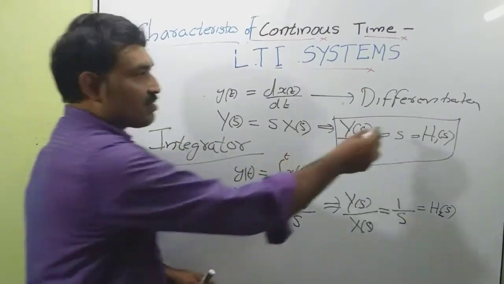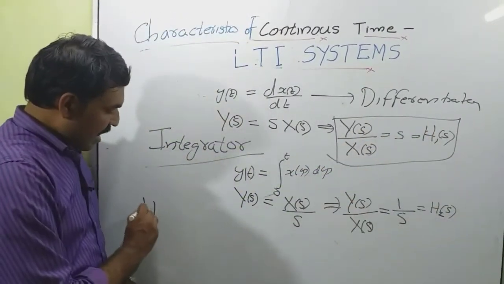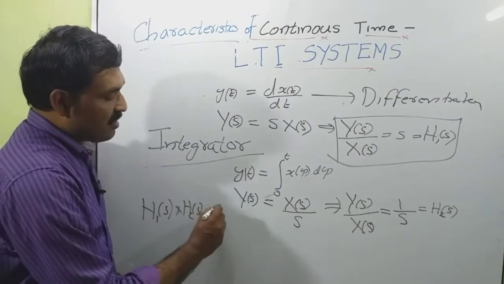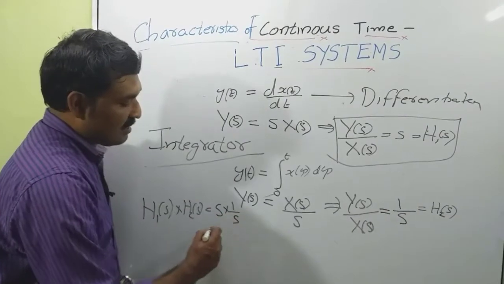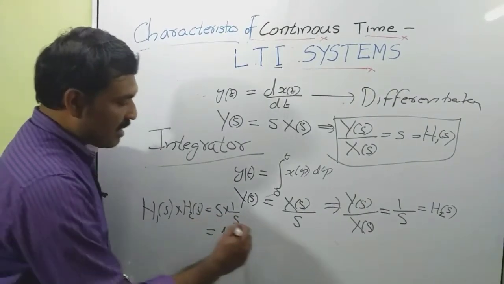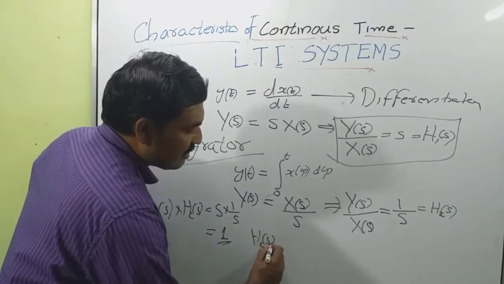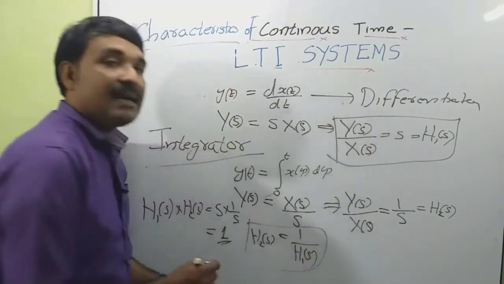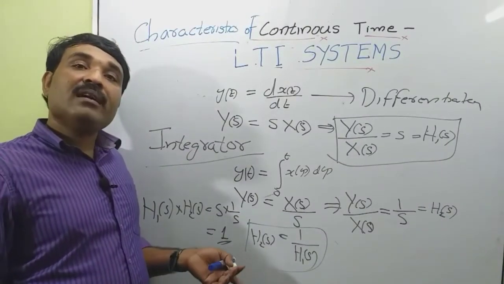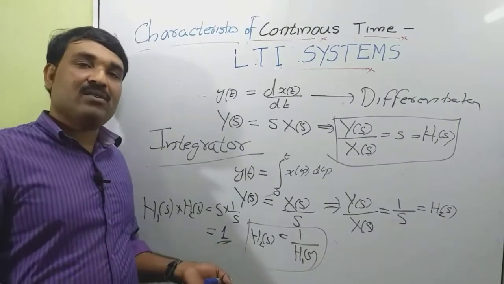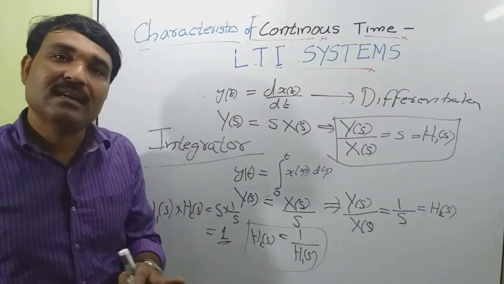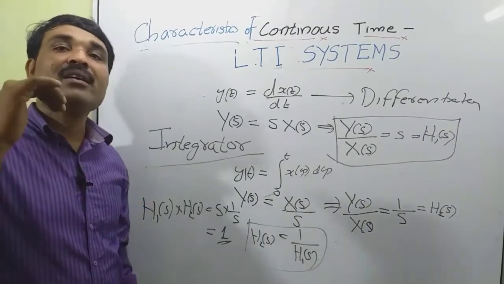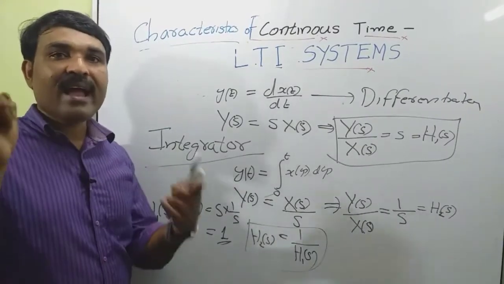Now the product of H1(s) and H2(s) is equal to s into 1 by s, that is equal to 1. This implies H2(s) is equal to 1 by H1(s). That means an integrator is an inverse system of a differentiator, or a differentiator is an inverse system of an integrator, so both systems are invertible. This is an example of invertibility of a system, an integrator and a differentiator.